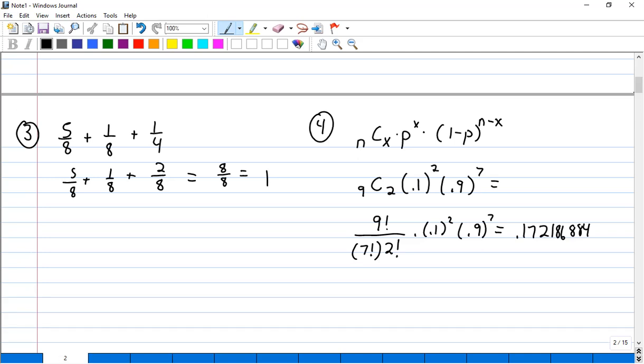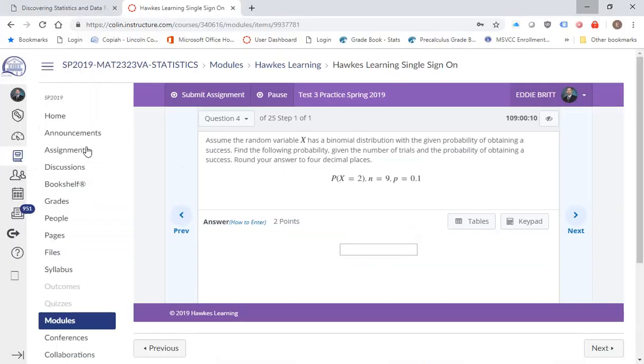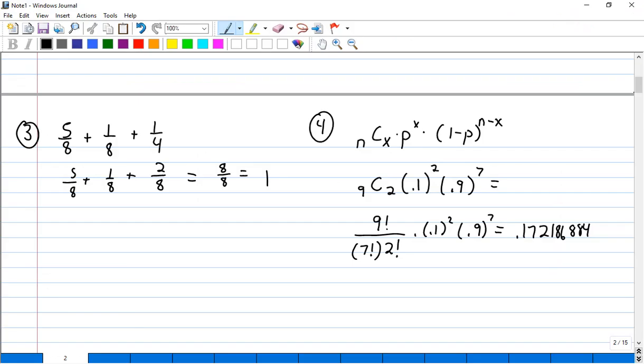I like to take mine out a lot of places. That way, depending on what the test wants, I can just put in that many. So it says to 4 decimal places, so I can type that in. That's going to be 0.172, and then I have to round the next digit, so it's 8, so I'm going to have to round that up to 2. Alright, again, it said to the 4th digit, that's right there. Look at the next one, round it up if it's 5 or greater.